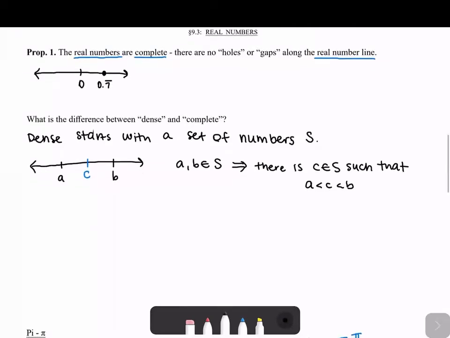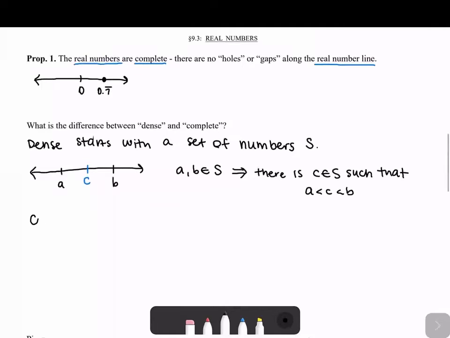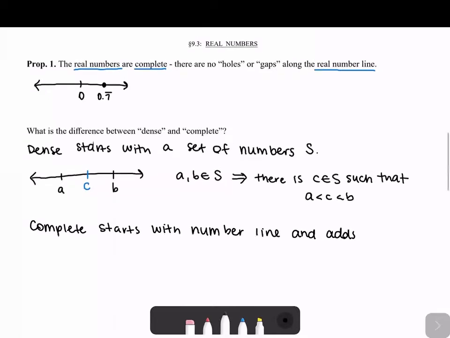Whereas completeness starts with the number line and adds values.